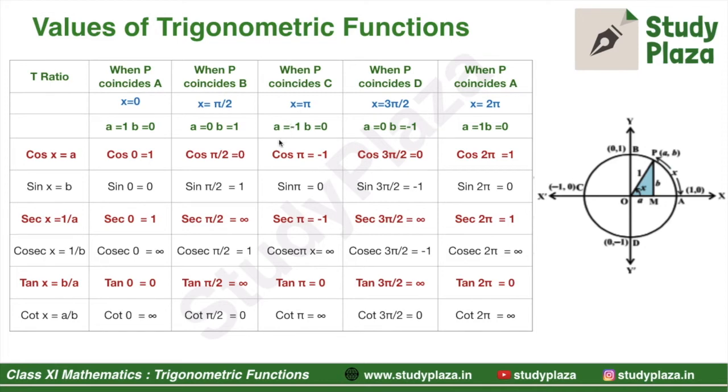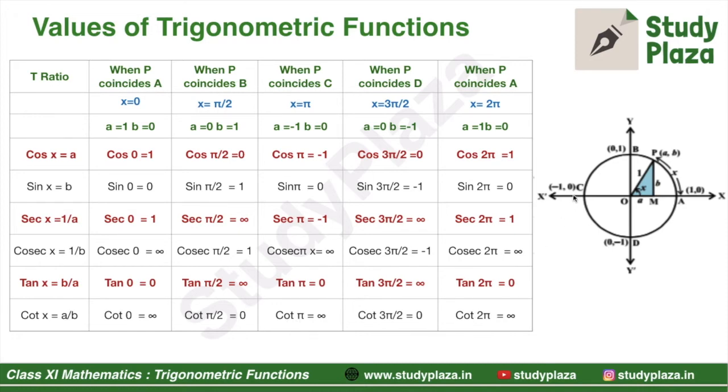Now the point P moves from point B to C, so that angle x becomes equal to pi, and the x coordinate of point P, that is A, is equal to -1, B is equal to 0. So we can calculate the trigonometric ratios for angle pi. It will be this way: cos pi will be equal to -1, sin pi is equal to 0, sec pi is equal to -1, cosec pi is equal to infinity, tan pi is equal to 0, and cot pi is again infinity.